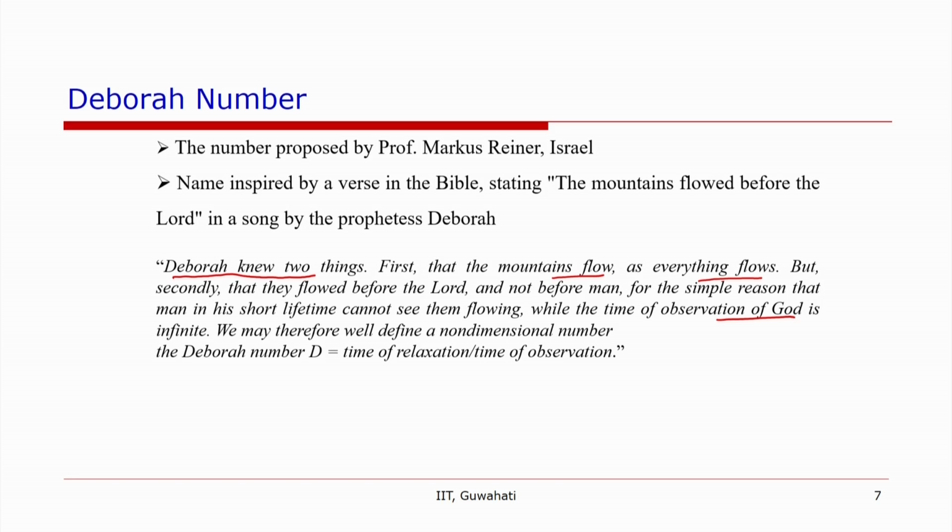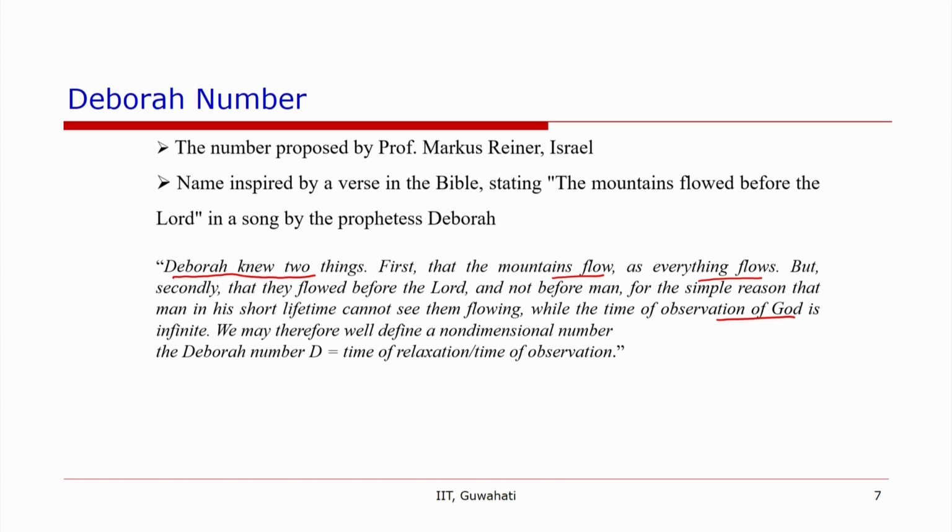We may therefore well define a non-dimensional number, the Deborah number, which is a ratio of time of relaxation and time of observation. If we try to understand this, he says that everything flows; it is the time of observation that determines whether one can see the material under observation flowing or not flowing.